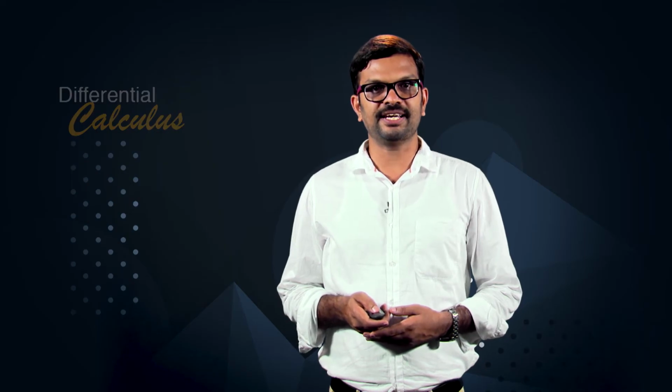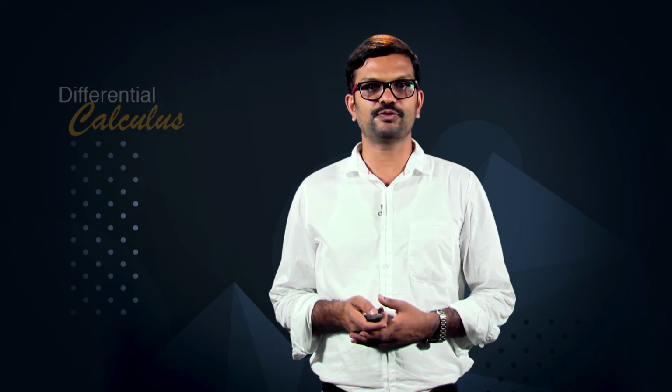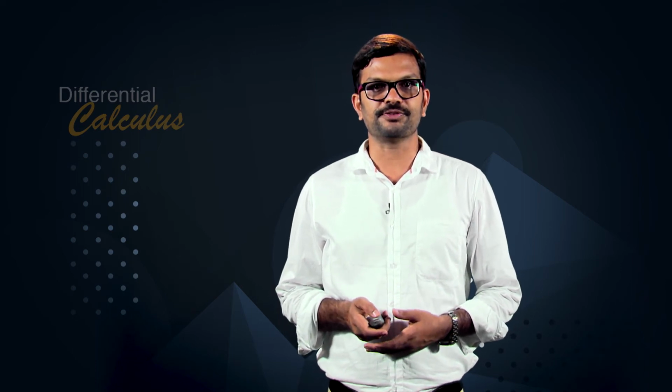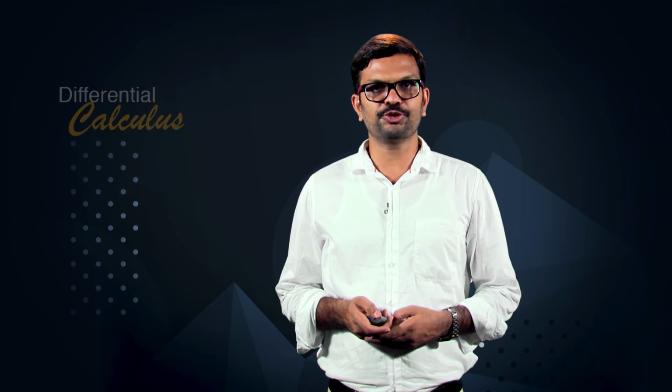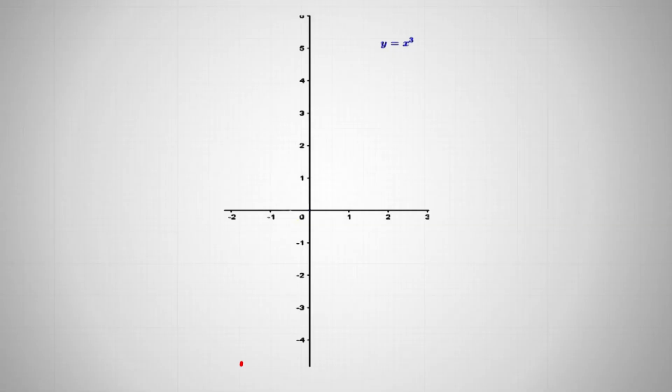So far, we have analyzed the increasing and decreasing nature of curves using first derivatives. We are now going to discuss the bending nature of a curve. Looking at the graph of the function f of x equal to x cube, we can see that the curve rises as x increases, that is, the function is an increasing one.